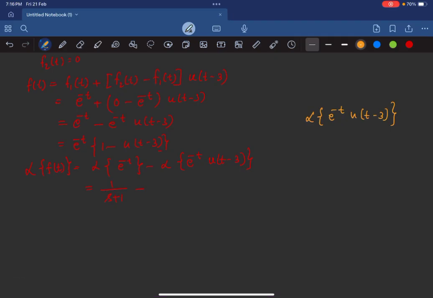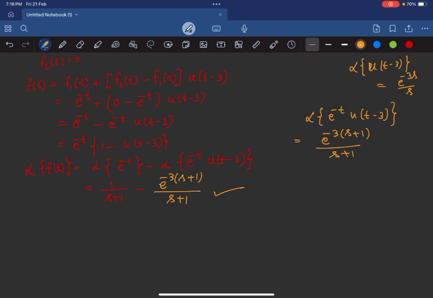So what will be that value? We know that the Laplace transform of u(t - 3) is e^(-3s) by s, and it is multiplied with e^(-t). So by the first shifting theorem, what will this quantity be? e^(-3s) with s replaced by s minus of minus 1, that is 1, so e^(-3(s+1)) by s plus 1. So this value you can immediately put, that is e^(-3(s+1)) by s plus 1. This will be the final answer.